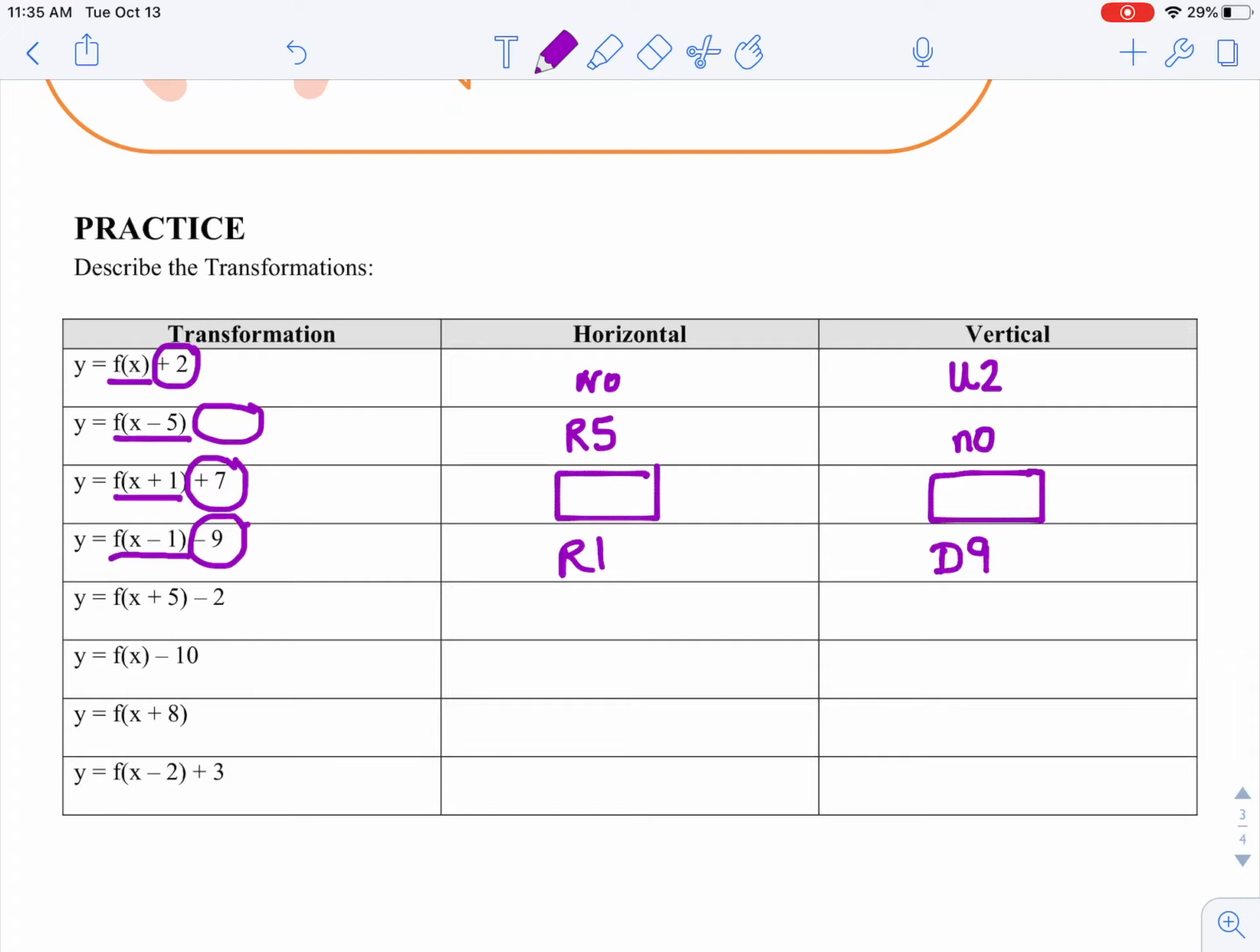So your turn again here. If you have in parentheses x plus 5, what is your horizontal movement? And minus 2, what is the vertical movement?